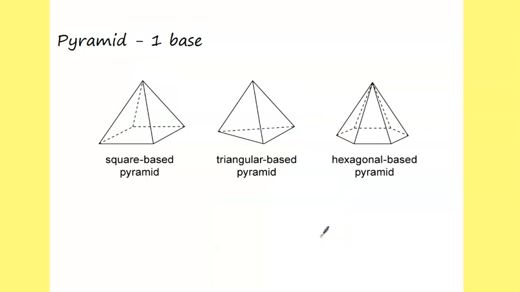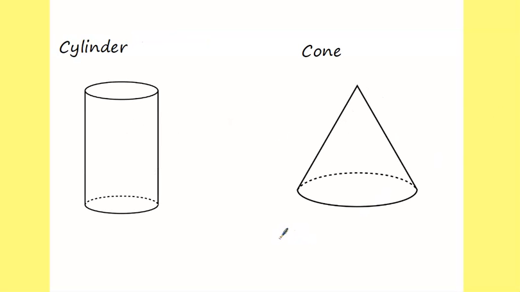A pyramid only has one base. You can see these are various types of pyramids. We're not going to get too much into the various hexagonal-based pyramids and so on. We'll work primarily with square-based pyramids or occasionally triangular-based pyramids. But these only have one base. The cylinder is kind of like a prism in that it has two bases, both circles there. The cone is more similar to the pyramid as it only has one base.